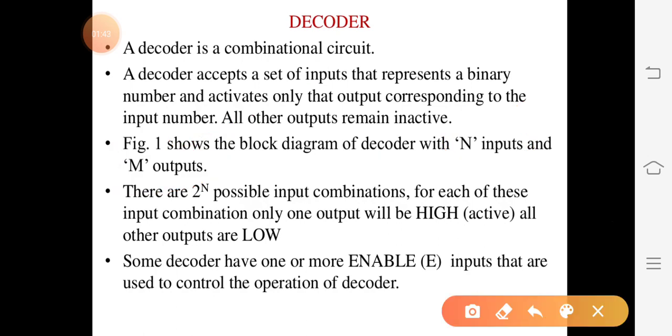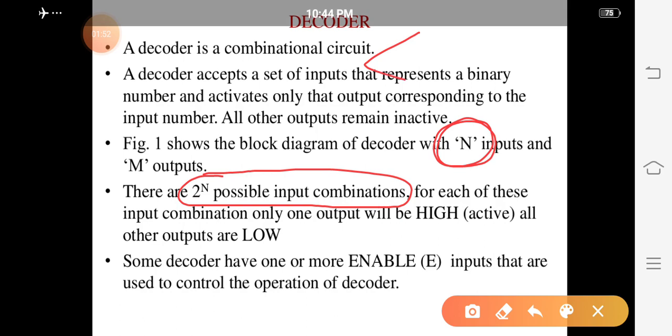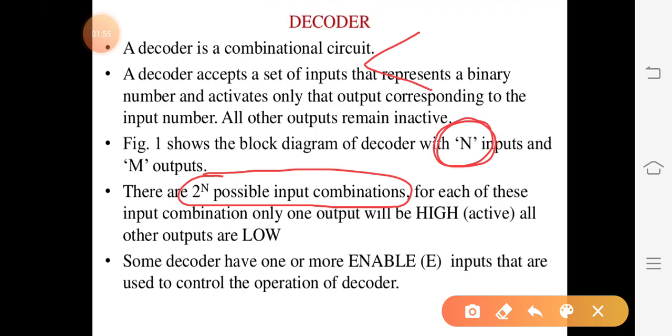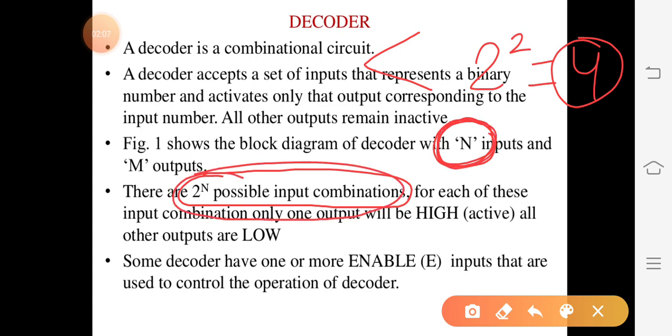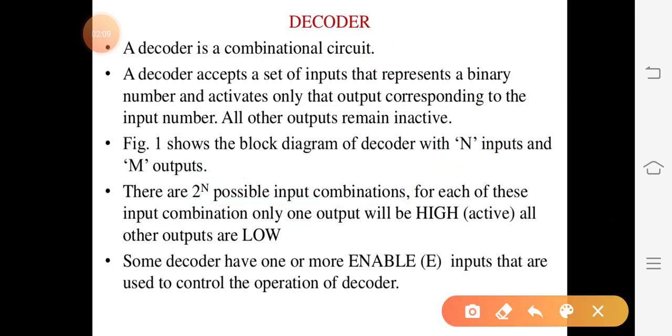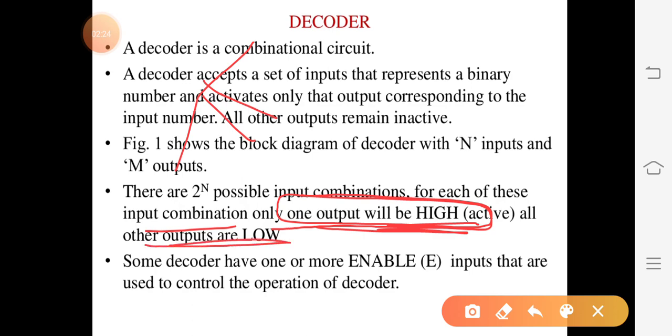Then the next point is there are 2 to the power n possible input combinations. If I am saying decoder takes 2 inputs, 2 inputs means it can have 2 to the power 2, that means total 4 combinations it can take. Same here, if it takes n inputs, possible combinations can be 2 to the power n. For each of the input combinations, only one output will be high. Like if we are having 4 input lines, when it generates the output, only one output will be active and all other outputs are low.